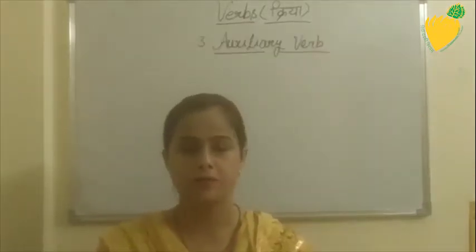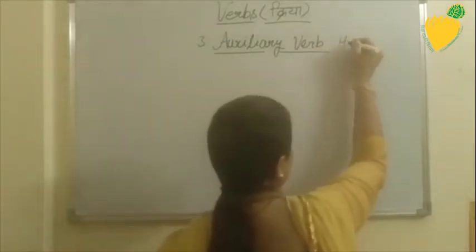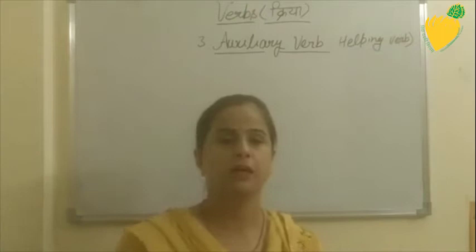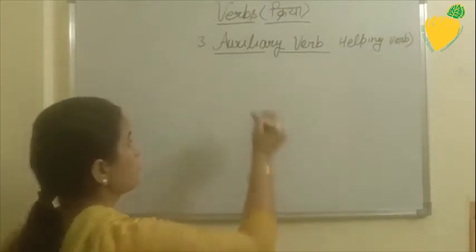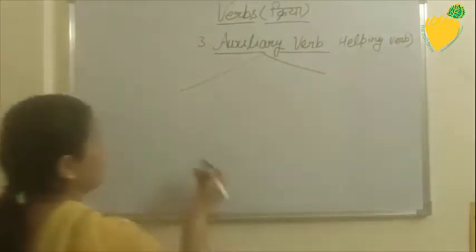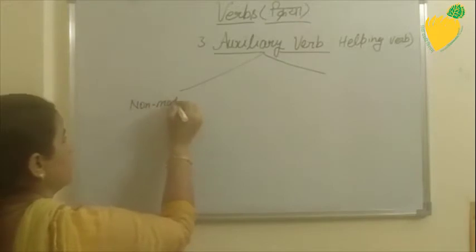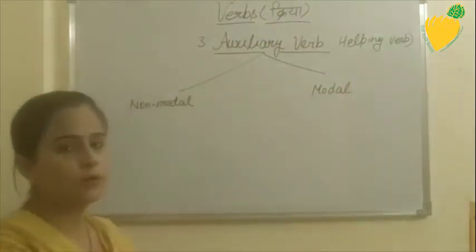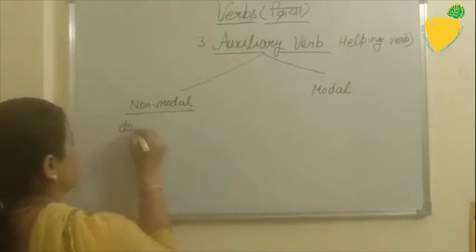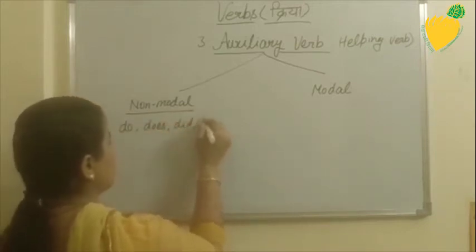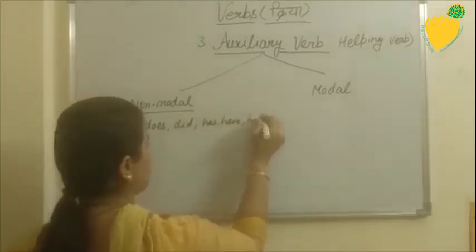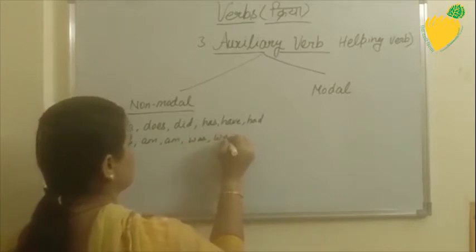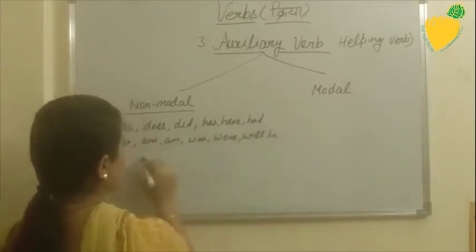Now next is auxiliary verbs. Auxiliary verbs are also known as helping verbs. These verbs help the main verb in the sentence. There are two types of auxiliary verbs. First one is non-modal auxiliary verbs and second one is modal auxiliary verbs. Non-modal auxiliary verbs are do, does, did, has, have, had, is and are, was, were, will be and shall be.